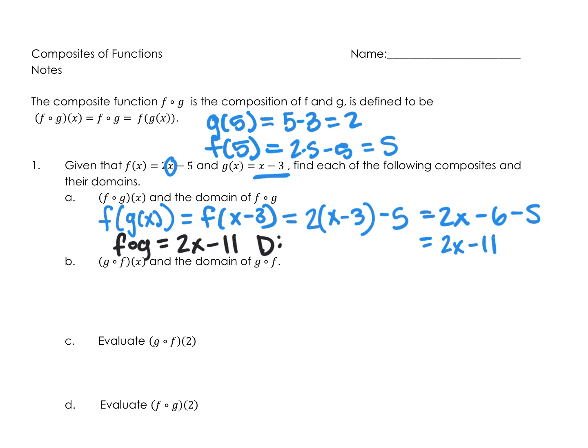Do we have a denominator? No. Do we have a square root? No. So what's the domain? All real numbers. No denominator, no square root. The domain will be all real numbers.